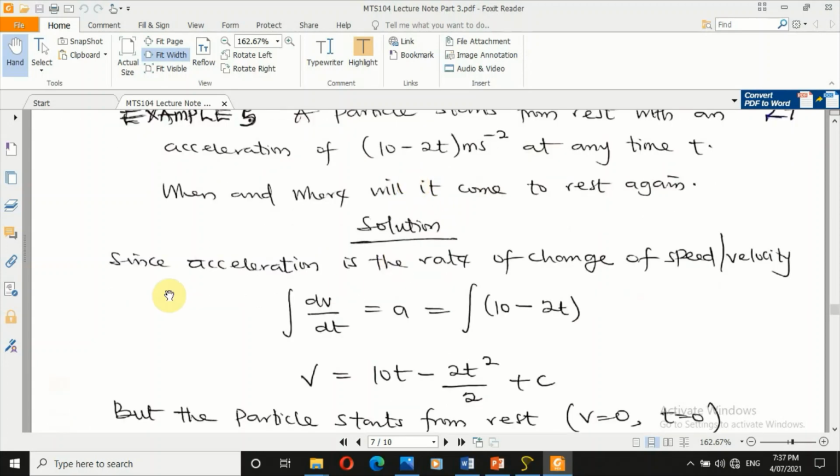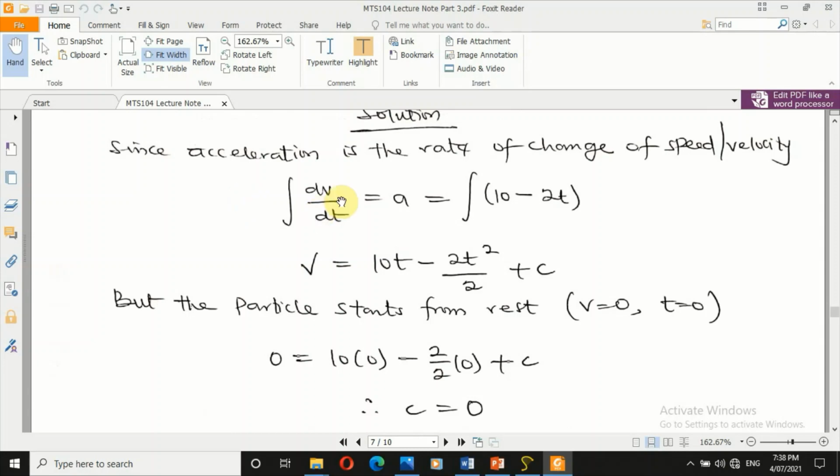So let's proceed now. We are asked to find when and where. Even in the case of launching aircraft and launching rockets, this is also important. We are asked to find 2 things: when it comes to rest again. Now let's start. We have the acceleration. From the acceleration, you differentiate the velocity with respect to time. So we have this acceleration. Then, if you need the velocity from acceleration, what will you do?